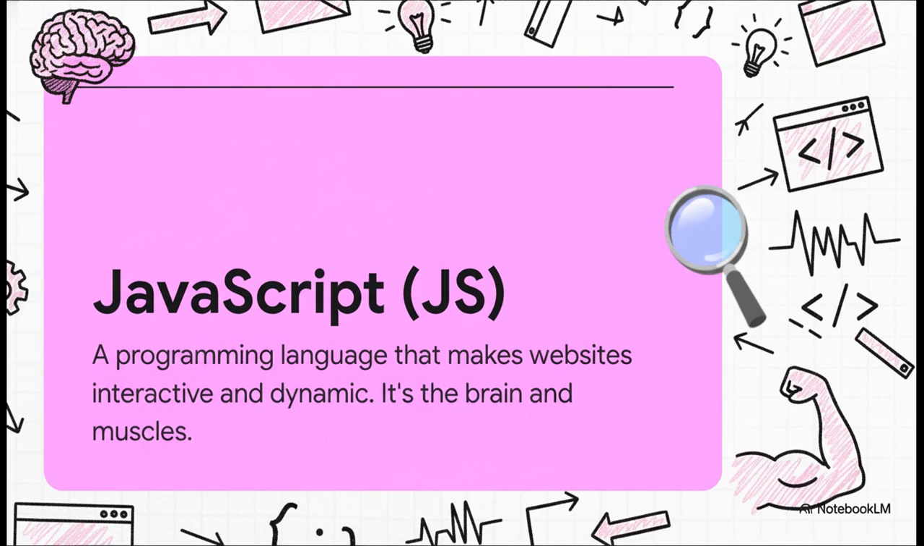Now, unlike HTML and CSS, JavaScript is a full-on programming language. Its main role in this trio is to make websites interactive. So, if HTML is the skeleton and CSS is the appearance, you can think of JavaScript as the brains and the muscles that provide all the actions.